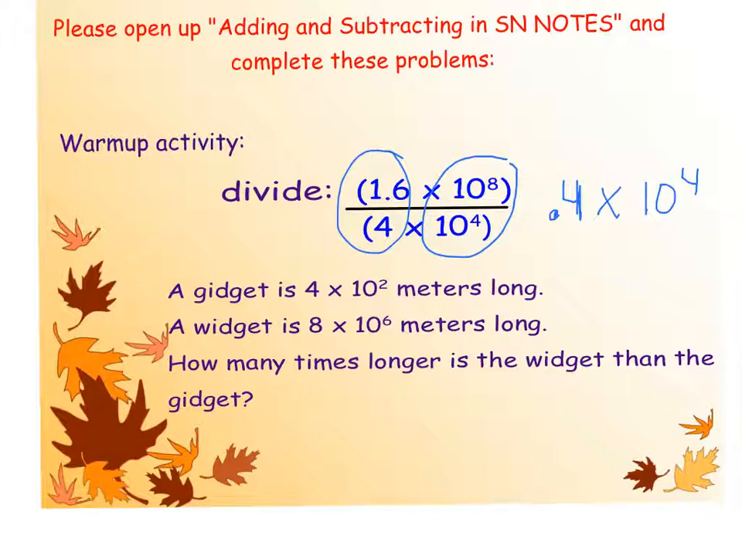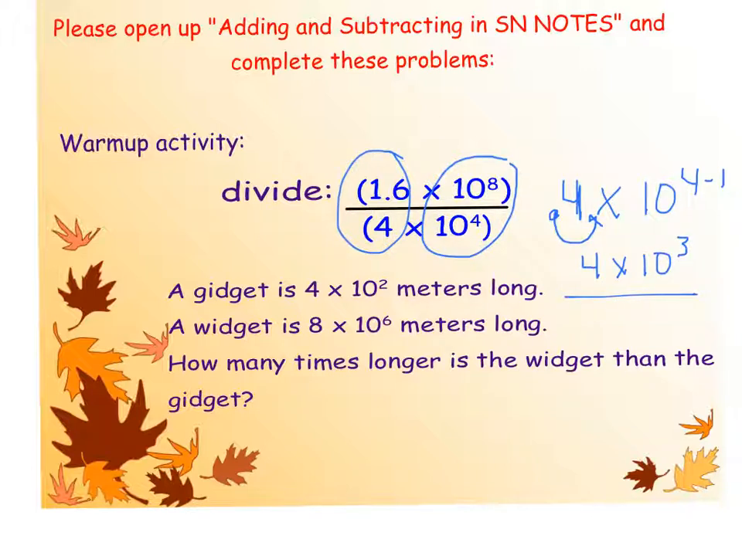And then we have to check, is it in scientific notation? No. So we have to move one place to make it bigger. So since we're making the decimal part bigger, we have to make the exponent smaller. So 4 times 10 to the third.